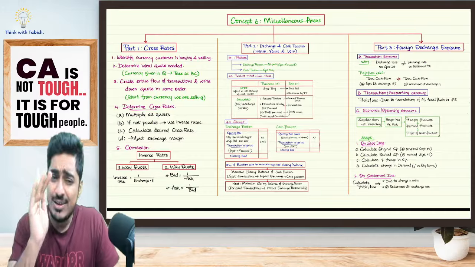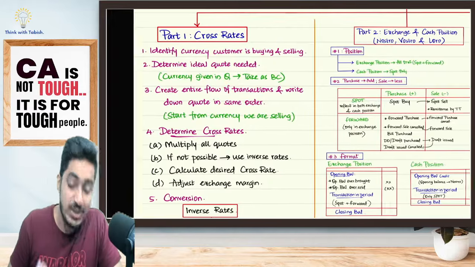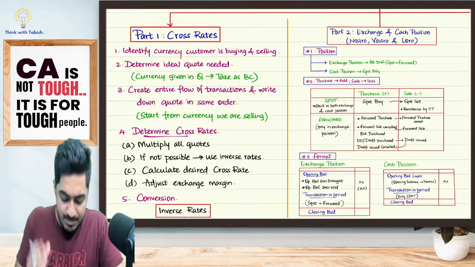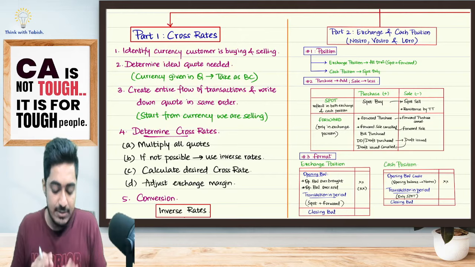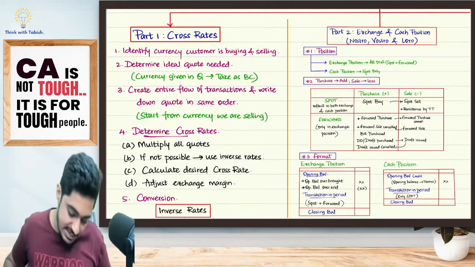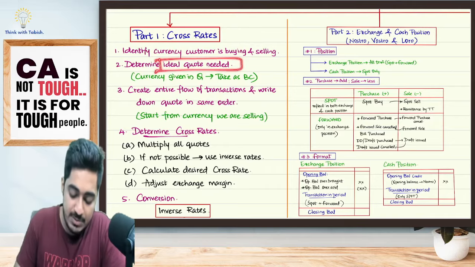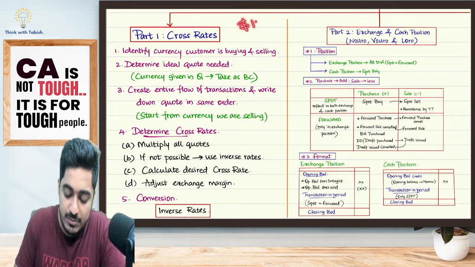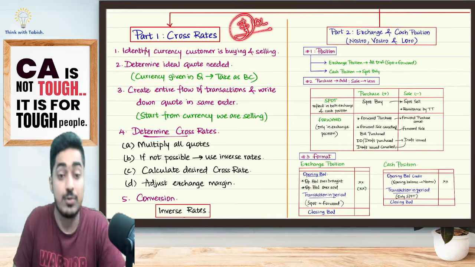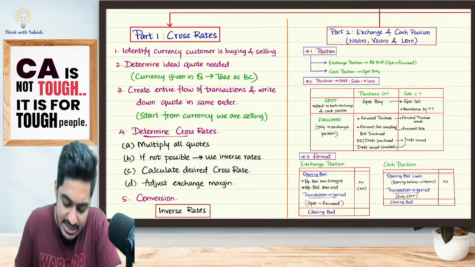Next we have the final concept 6, miscellaneous areas. We have come this far, my dear students. Part 1 is calculation of cross rate. Simple steps. Step 1: identify which currency the customer is ultimately buying and which currency the customer is ultimately selling. Based on that, determine the ideal quote needed. Normally, if the question says the customer has imported for $1 lakh, the currency in which that payment is receivable or payable, I will be considering as the base currency.